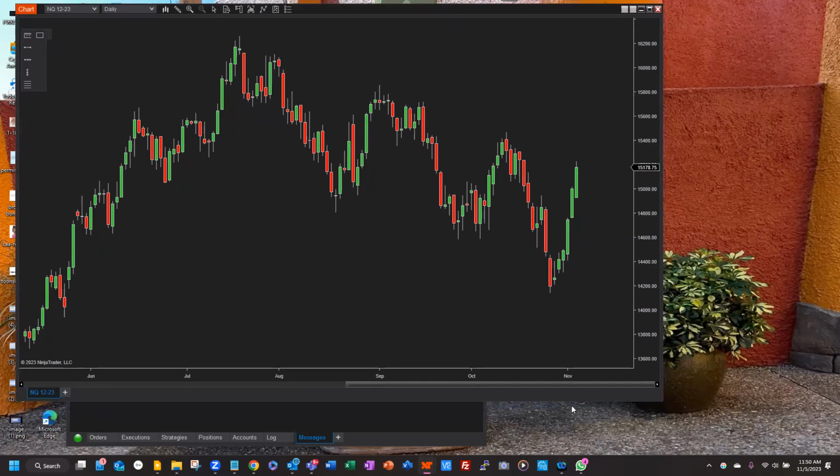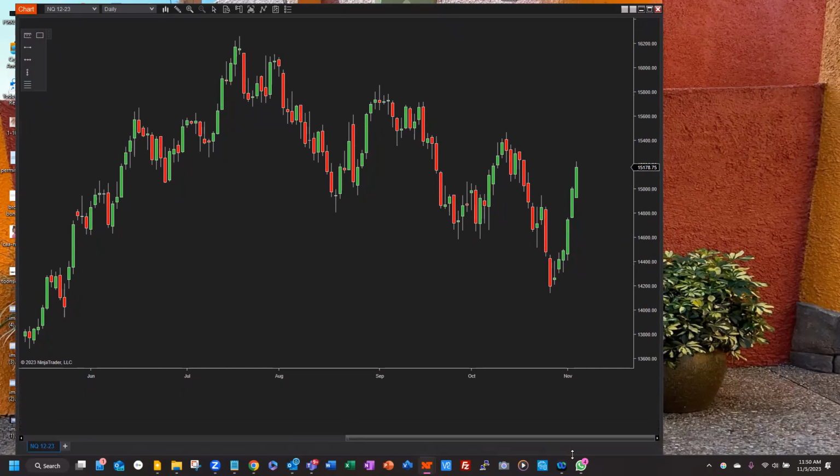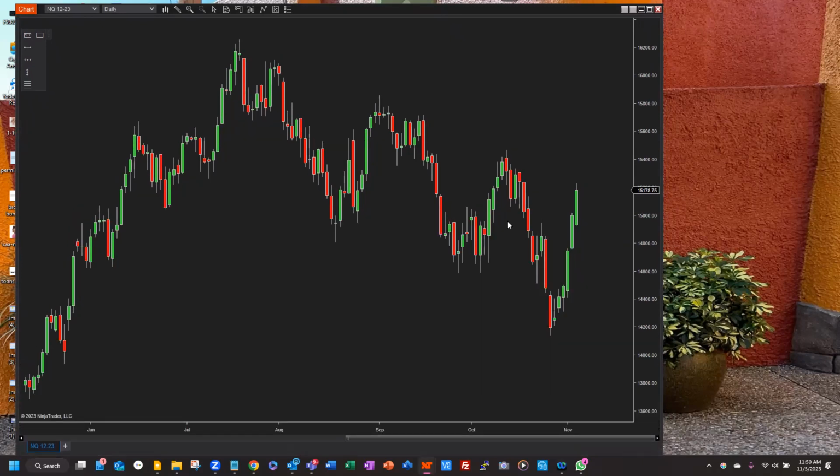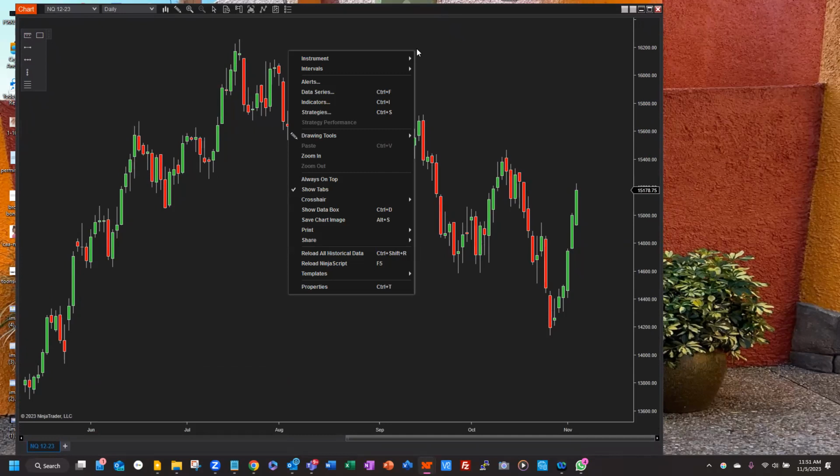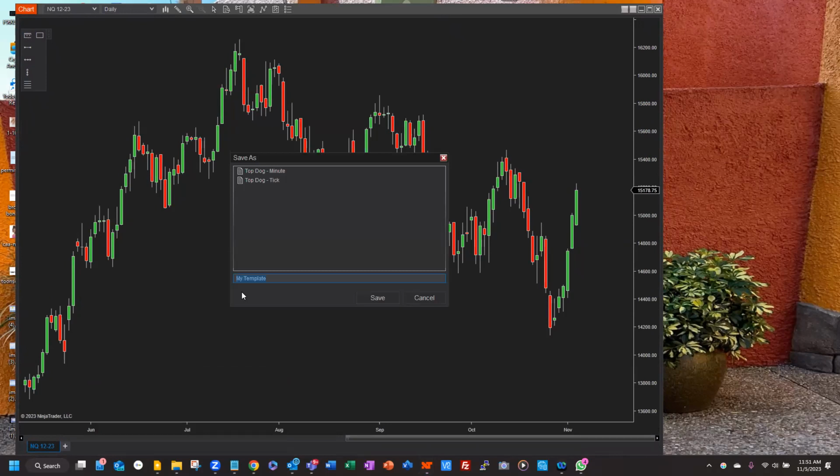I'm gonna leave that the way it is for now. Okay, so let's do this. Right click on the chart. We're going to do templates. Save as, not default, save as. And I know you got your top dog and all that stuff in there, but you're going to just put on here daily chart.